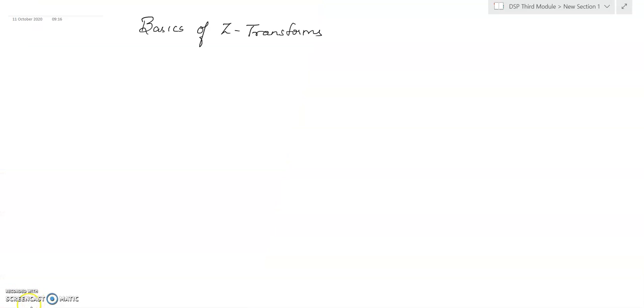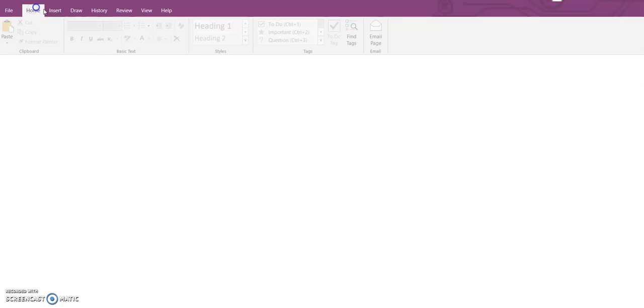So now we are going to learn about the basics of Z transforms, which is important for what we are supposed to learn in our third and later modules. So we look into the basic concepts of those things. We have already looked into what a transform is, and we have already learned many aspects of it.